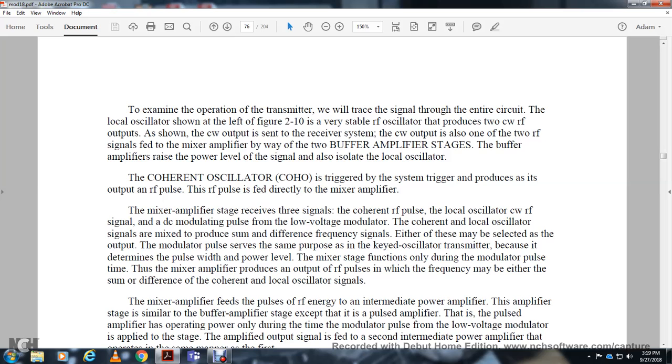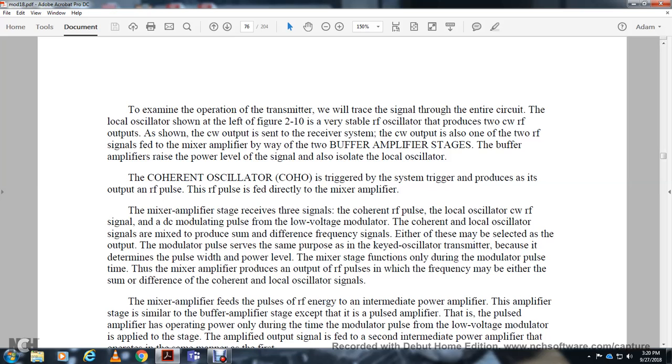The coherent oscillator, or COHO, is triggered by the system trigger to produce the output radio frequency pulse, which is fed directly to the mixer amplifier. The mixer amplifier stage receives three signals: the coherent radio frequency pulse, the local oscillator continuous wave radio frequency signal, and the DC modulating pulse from the low voltage modulator. The coherent and local oscillator signals mix to produce the sum and difference frequency signals.